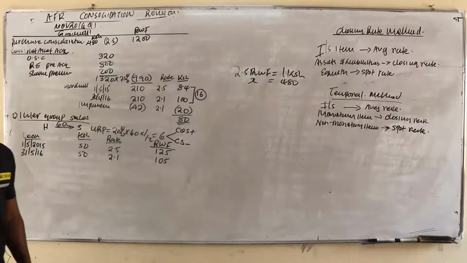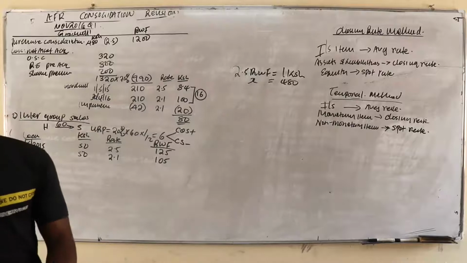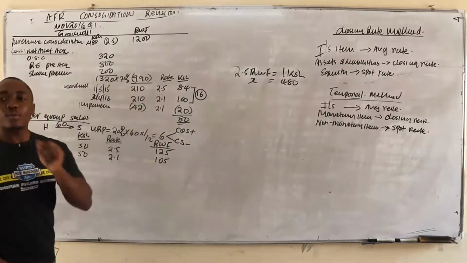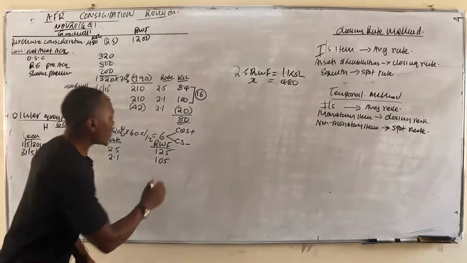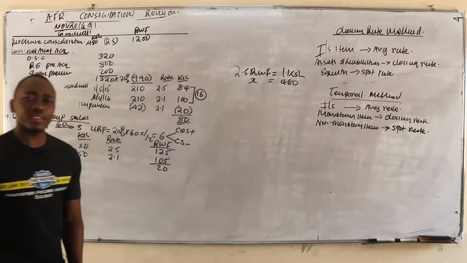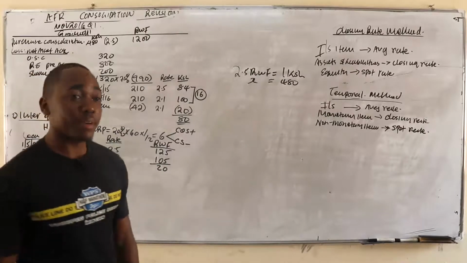So that means you have to take 105. You translate it so that it becomes how much? 50. Now my question is, there is a difference of how much? 20. Is it a gain or loss?